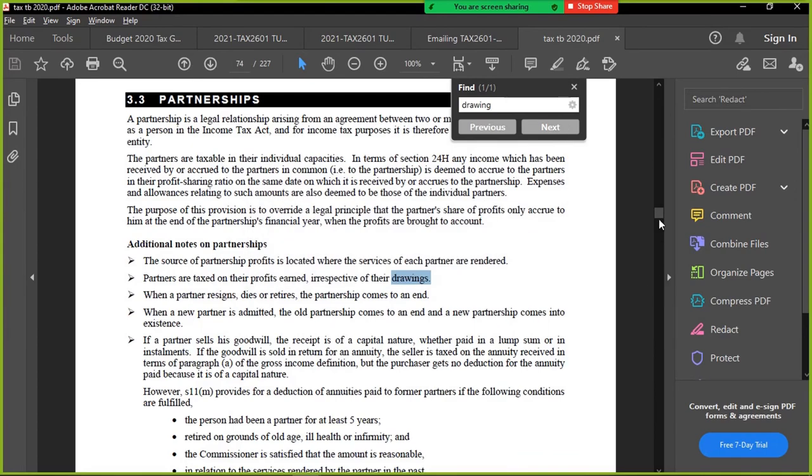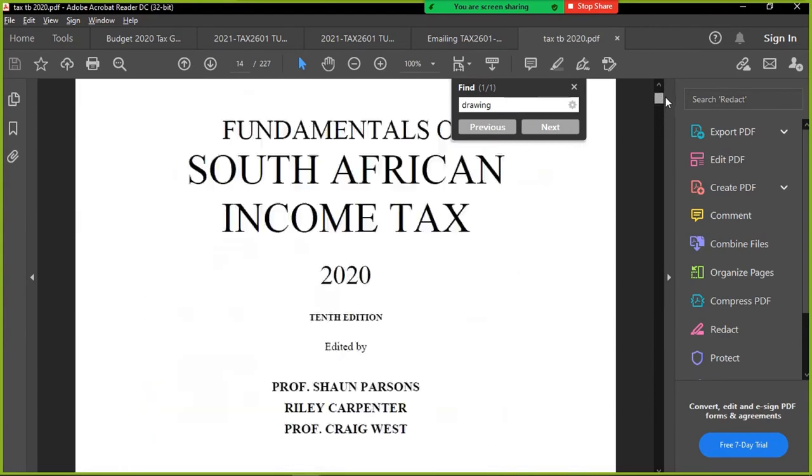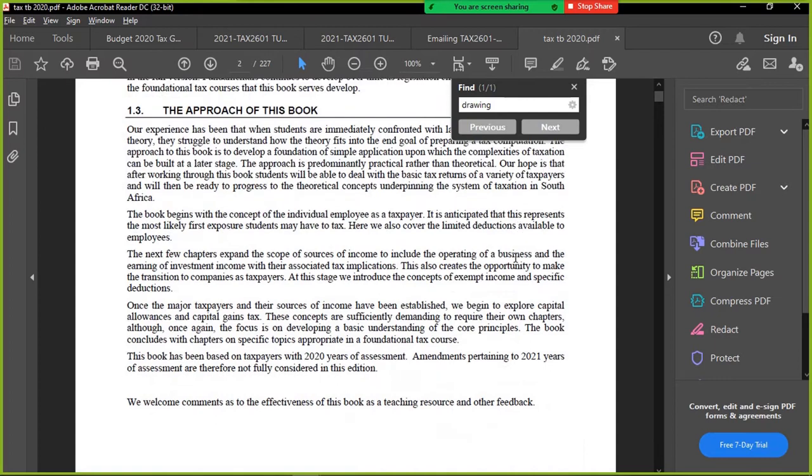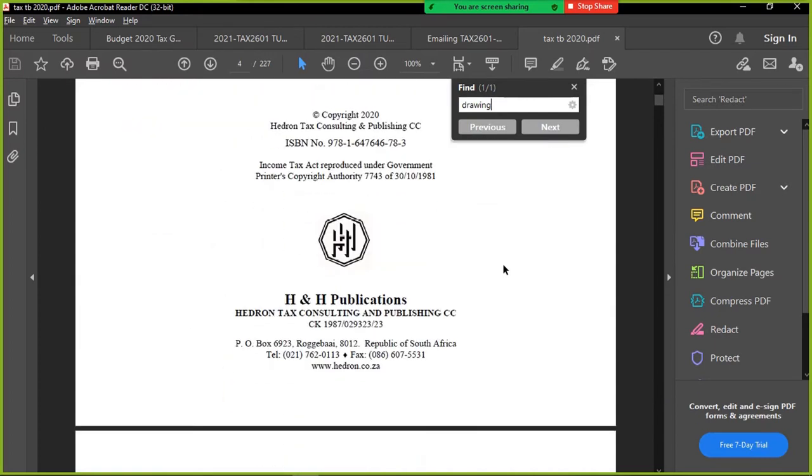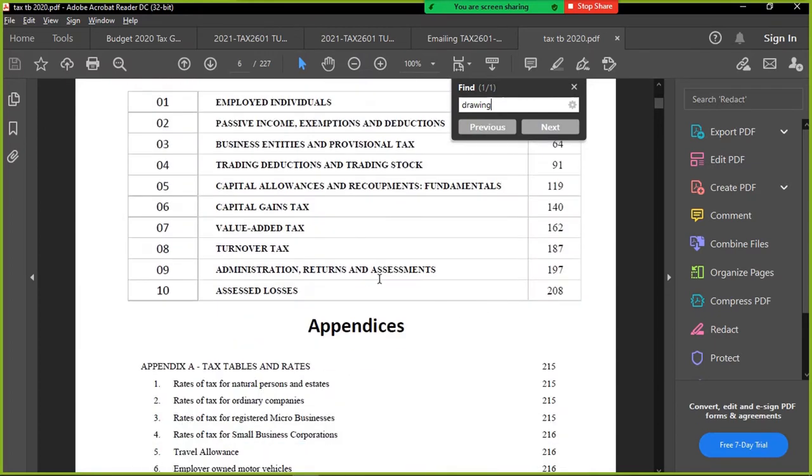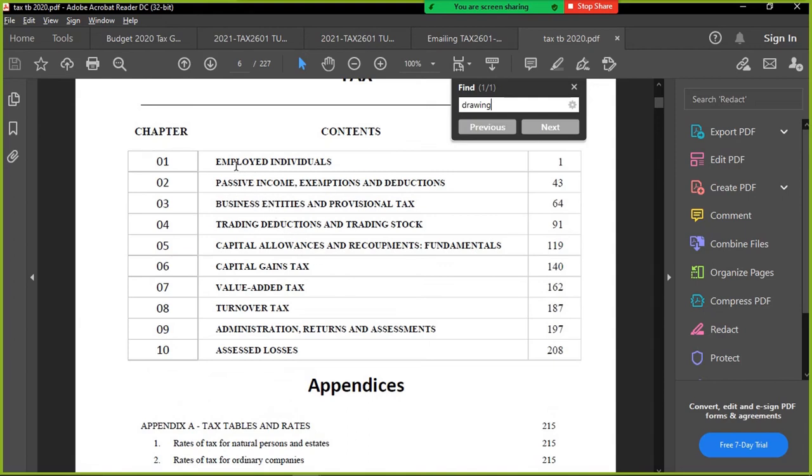Is it only one? Okay, maybe they haven't even covered this. This might be beyond the scope, but let's just check the contents page. Employed individuals might be under there. Admin, assess losses, capital gains, trading deductions. Yeah, probably under the first one. And maybe the trading deductions, but as a separate note. So page 91 in 1.